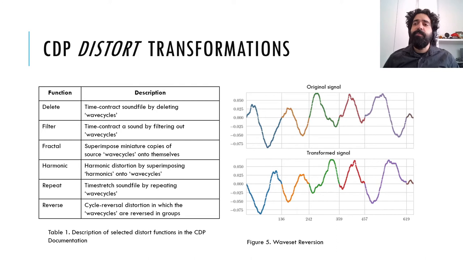CDP classifies waveset transformations under the umbrella term distortion. In general terms, the distortion functions available on the CDP either modify the waveset order, shuffle, repeat, omit, or modify their content, average, clip, etc. These functions were mainly named distortion because in general terms they introduce high frequency content and noise to the signal, which is mainly perceived as distortion.